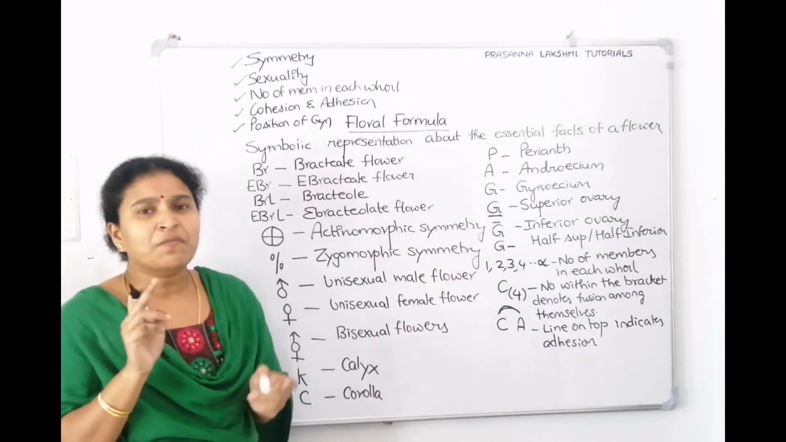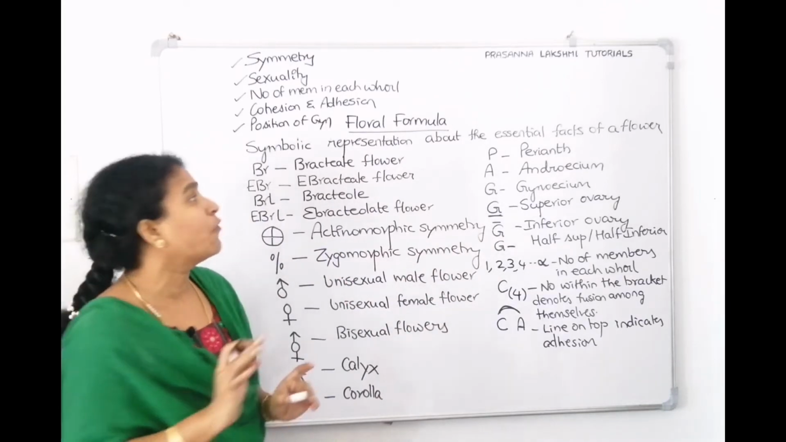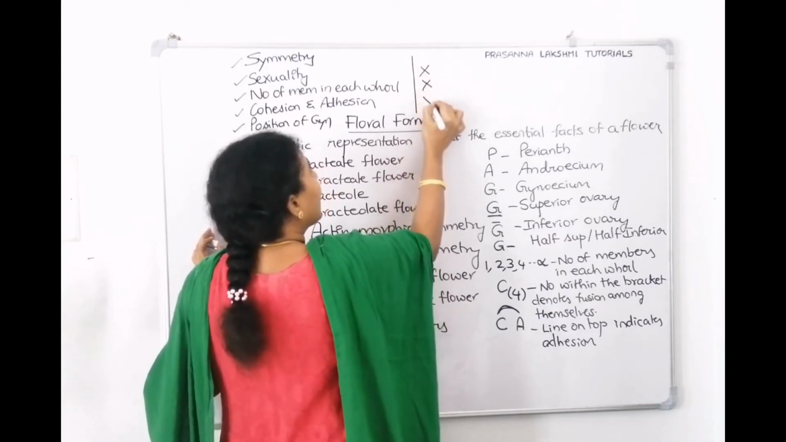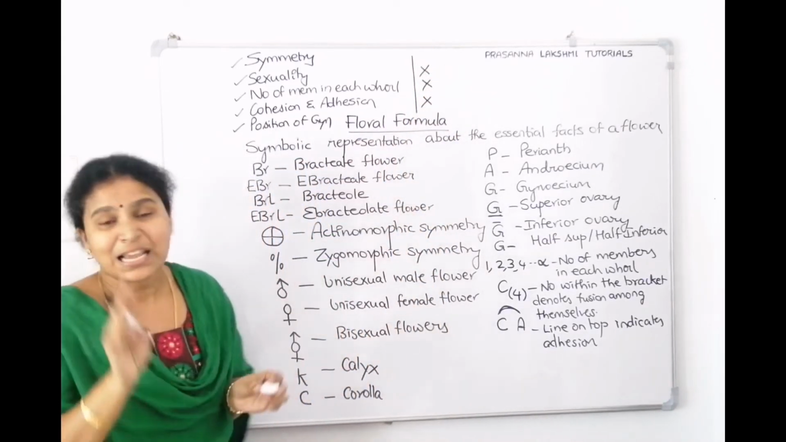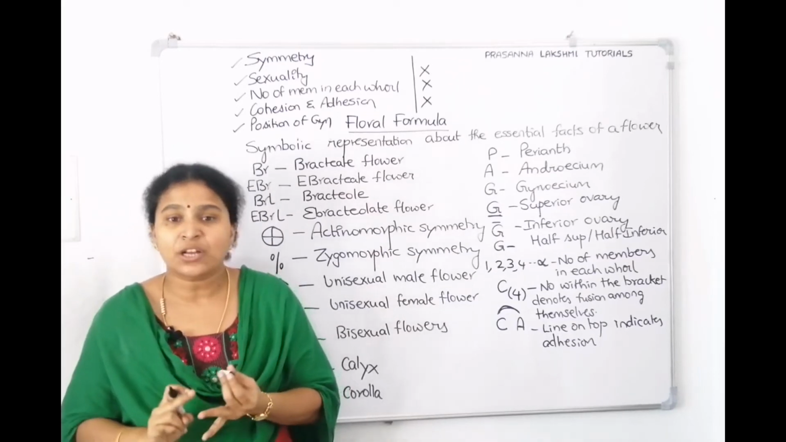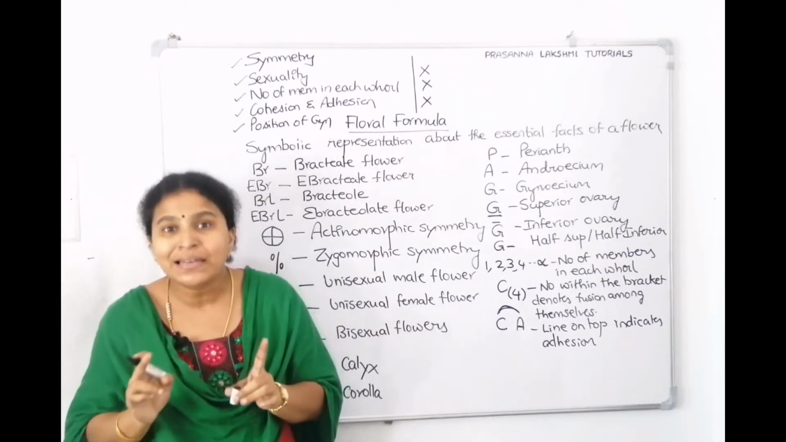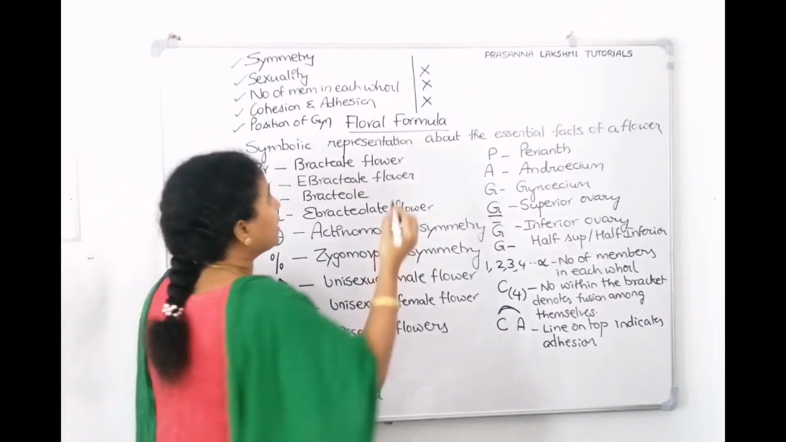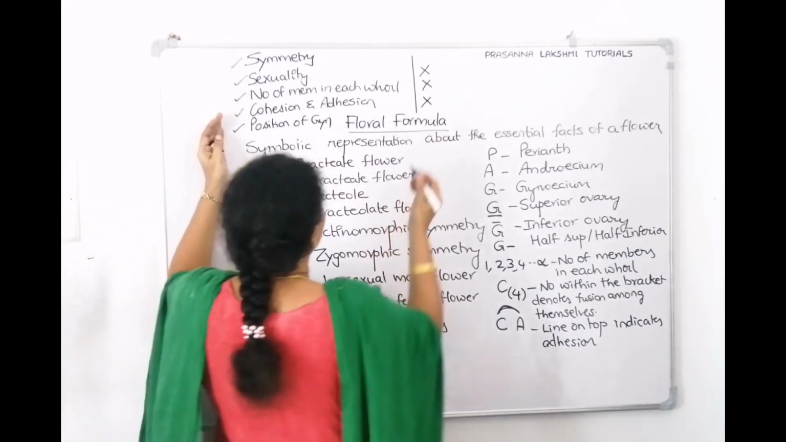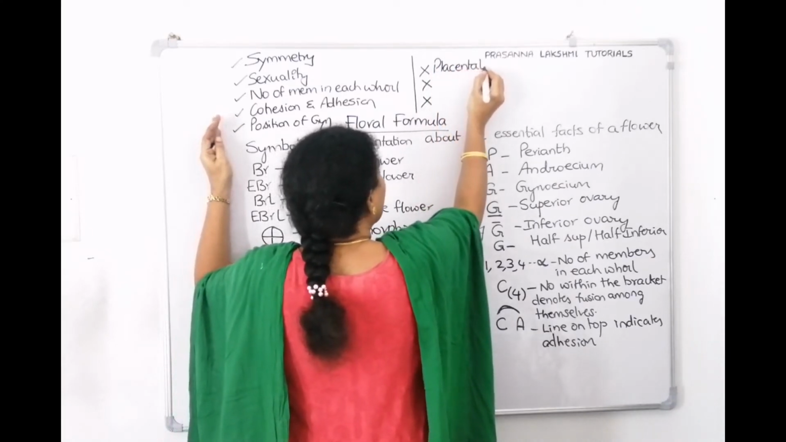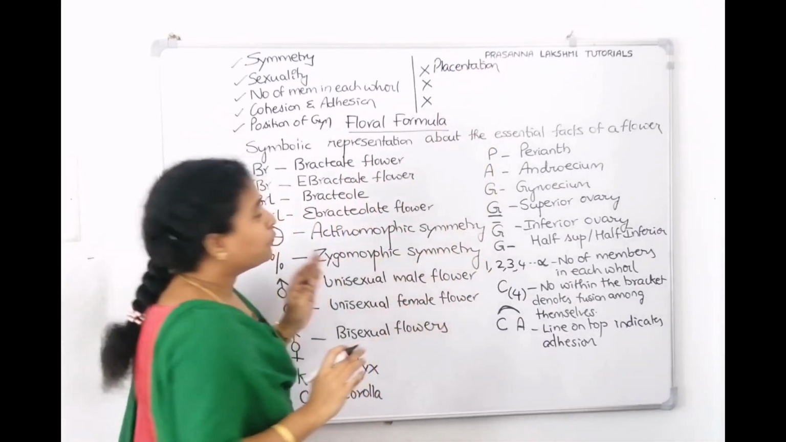What information we cannot derive from a floral formula? Placentation, children. Marginal placentation, axial placentation, parietal placentation. In floral formula, there is no hint about placentation. So I am writing here. All this we can derive from the floral formula, but placentation you can't derive from the floral formula.